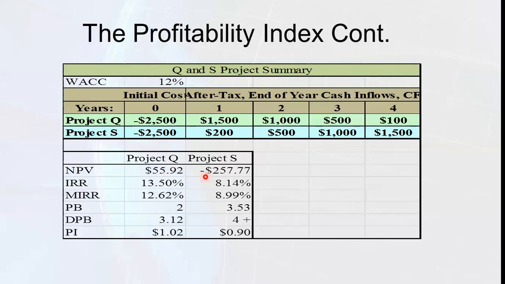I want you to try and make sure you can find these numbers, okay? And also try the example with non-conventional cash flow and try to find these.